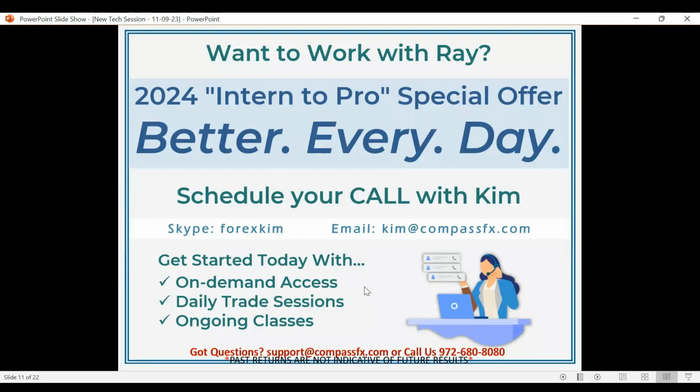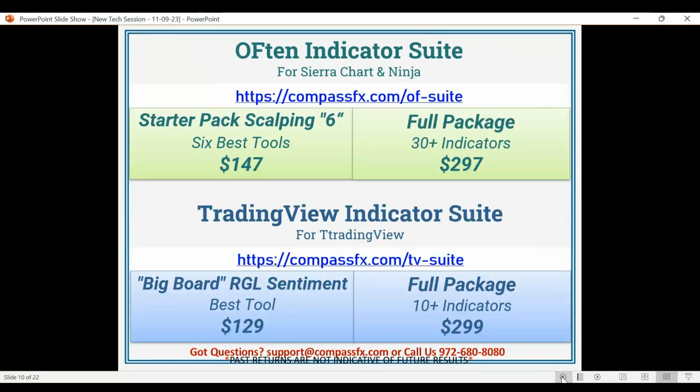I'm going to go back here to this slide so that you guys can see these different indicators. It's not allowing me to go backwards. I don't know why. There we go. So if you're wanting the TradingView stuff, it's the TV suite. If you're wanting the order flow and so on, that's going to be the OF.